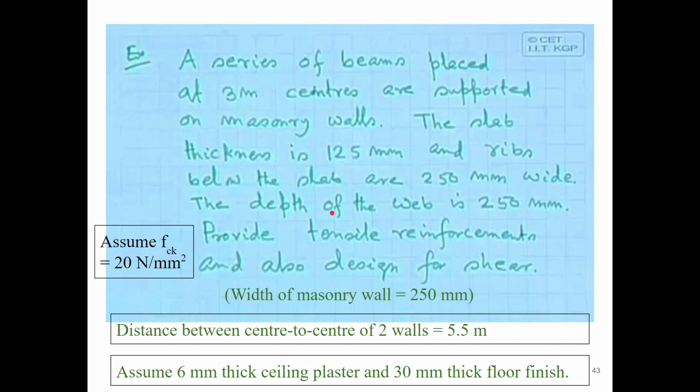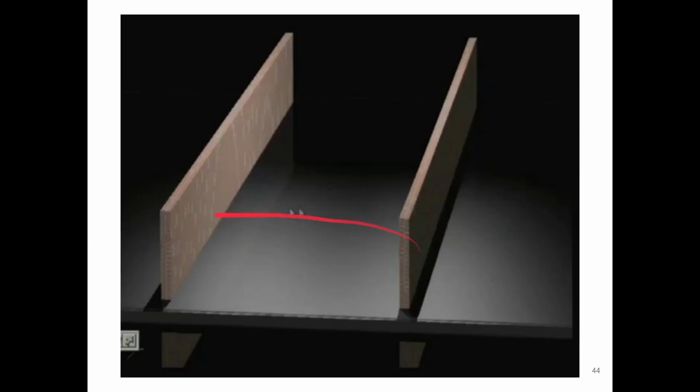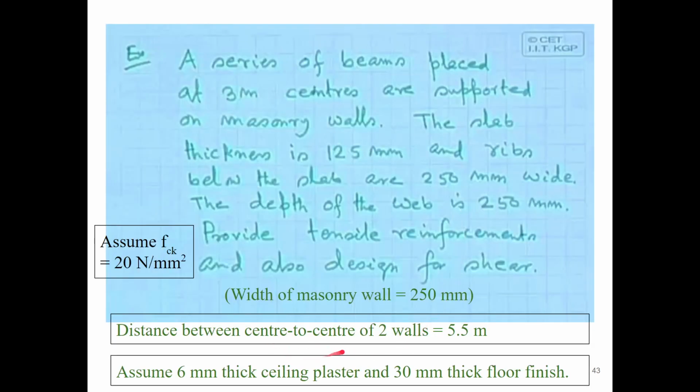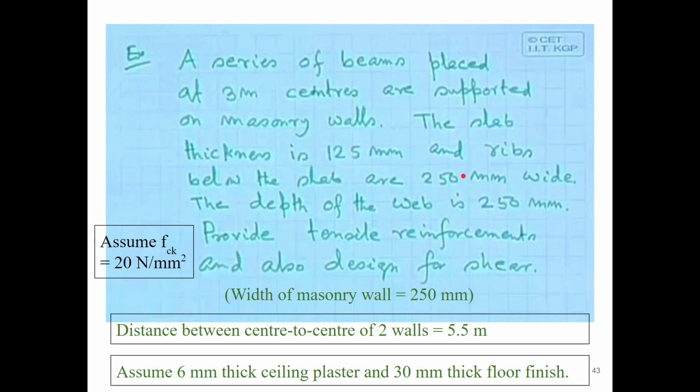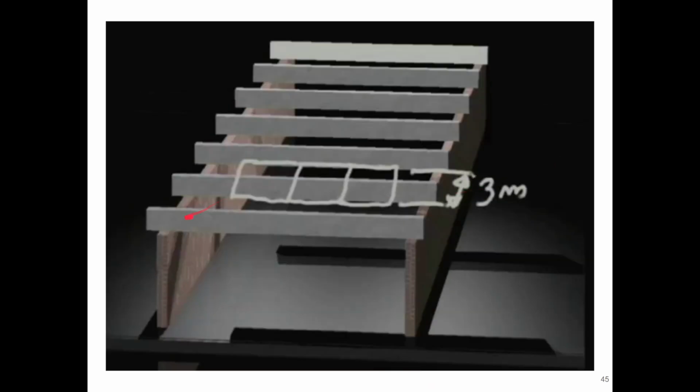So let us try to understand the problem in a sketch. These are the two walls, which have a center to center distance of 5.5 meter. Above it we are placing a series of beams, which are at a distance of 3 meters center to center. From any portion to the same portion it is 3 meters.